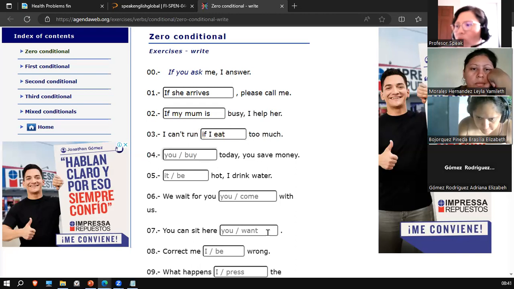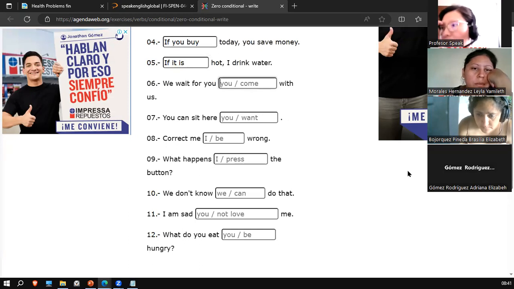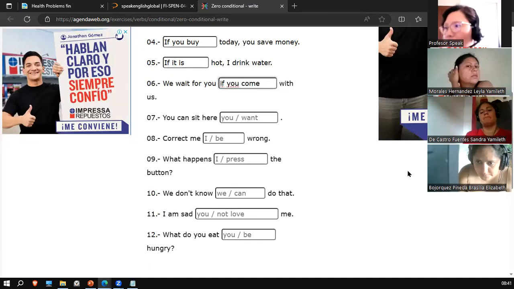What about this one? You buy. If you buy today, you save money, right? What about here? If it is hot, I drink water, right? We wait for you. If you come. Mhm. If you come with us.